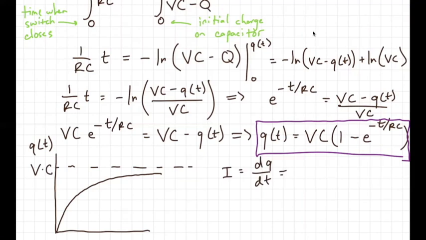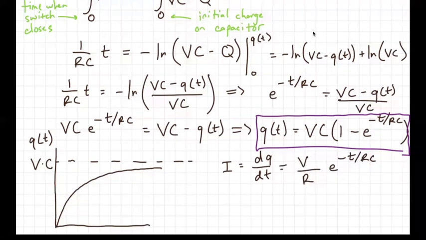I get Vc out front times minus, and then the minus comes down from the exponential. So I get Vc over RC times e to the minus t over RC. So I can cancel some stuff here. The C's cancel, so I'll just erase them. So I get I equals V over R times e to the minus t over RC.